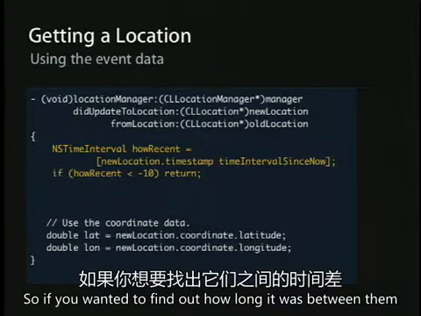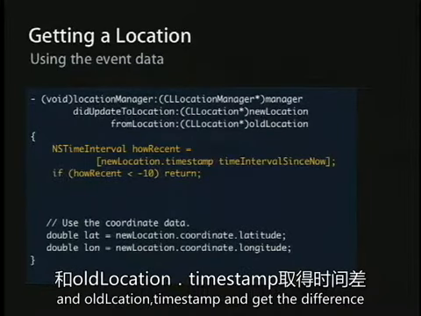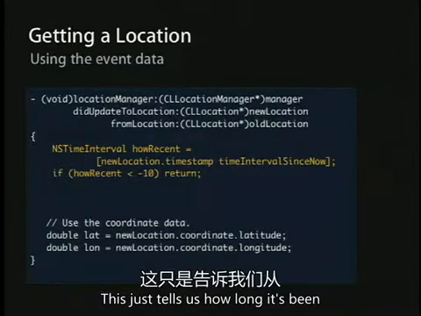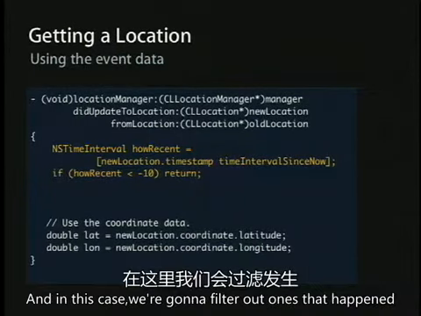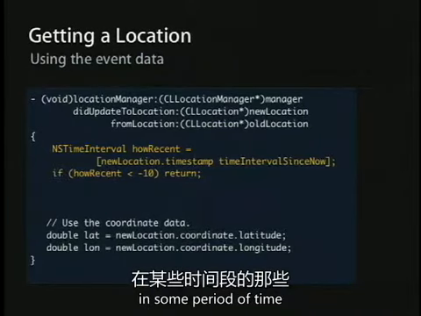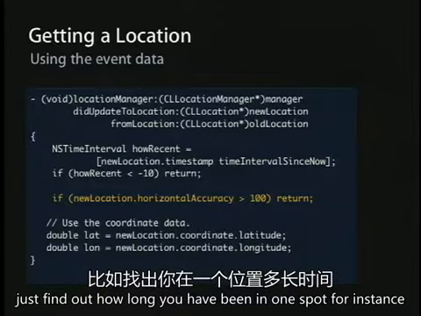So if you wanted to find out how long it was between them, you could get newLocation.timestamp and oldLocation.timestamp and get the difference. This just tells us how long it's been since that new location timestamp was generated. And in this case, we're going to filter out ones that happened in some period of time. But you could do other things with that. Just find out how long you've been in one spot, for instance.